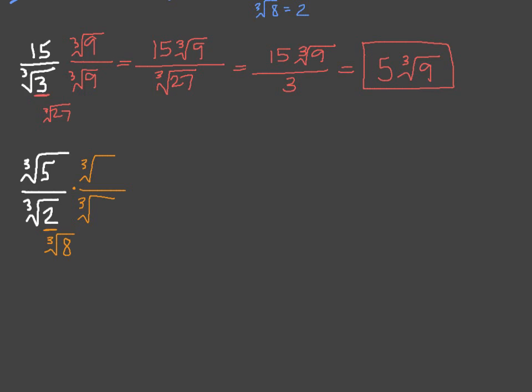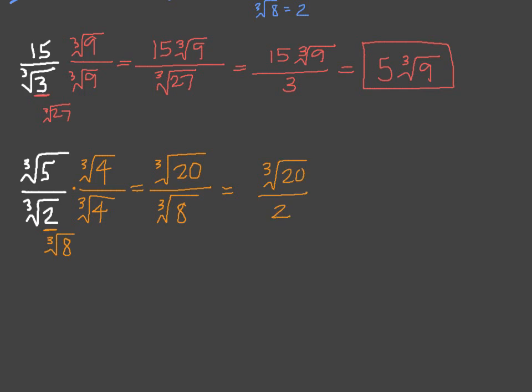Well, 2 times 4 gives me 8, so I need to multiply both the top and the bottom by the cube root of 4. All right, so on top I've got the cube root of 5 times 4, which is the cube root of 20. I just combined those under one radical. And on the bottom, I've got the cube root of 2 times 4, which is 8. And that simplifies. Cube root of 20 up on top, cube root of 8 is 2.